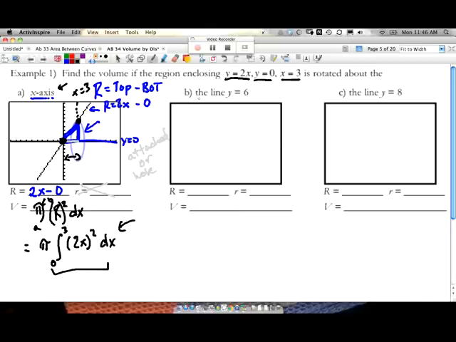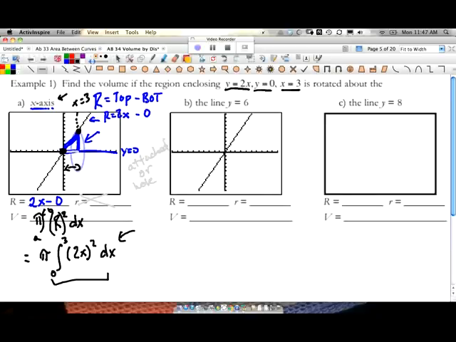Okay, the line y equals 6 is going to be our next rotation. So I'm going to take the same picture, copy and paste it. So when I'm rotating around the line y equals 6, this changes everything. So let's go ahead and give ourselves a horizontal line here at y equals 6. So I got 1, 2, 3, 4, 5, 6. So we're rotating around that line.